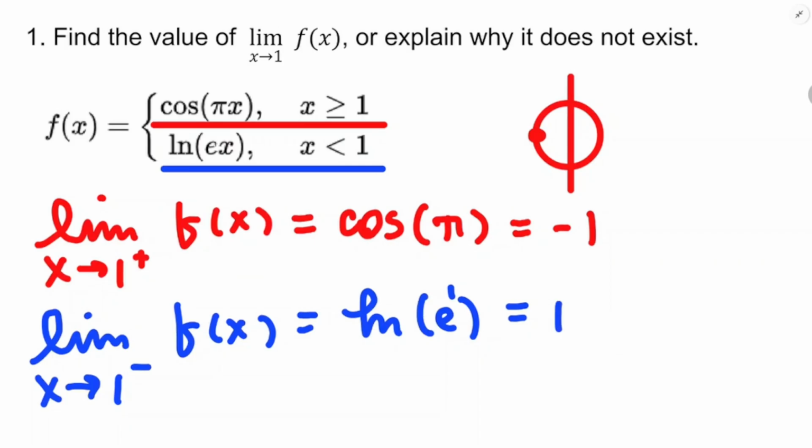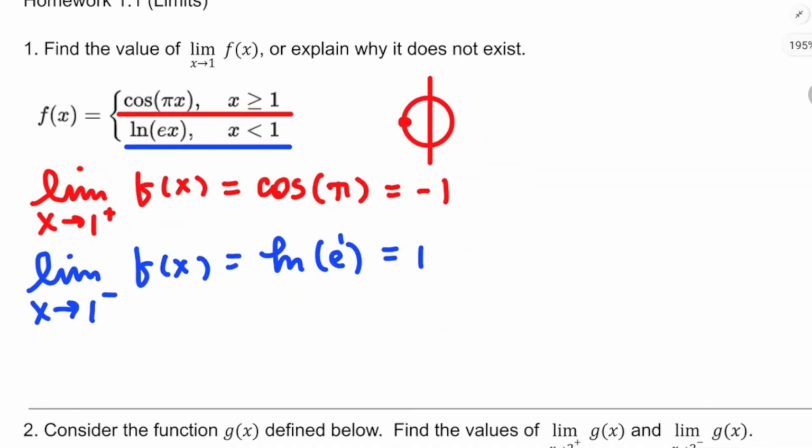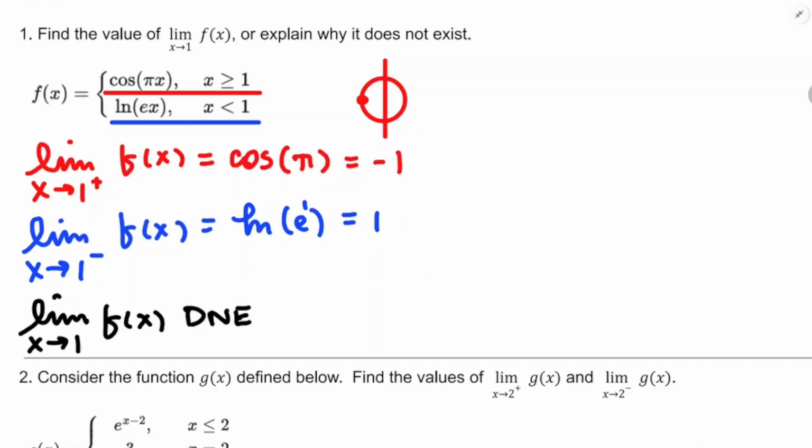So for the limit of f of x as x approaches 1 to exist, we would have needed to see the same number from the two one-sided limits, and we're not seeing the same limit. So I'm going to write out that this limit does not exist, and I need to give a reason.